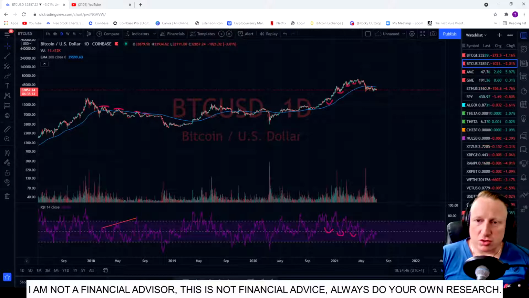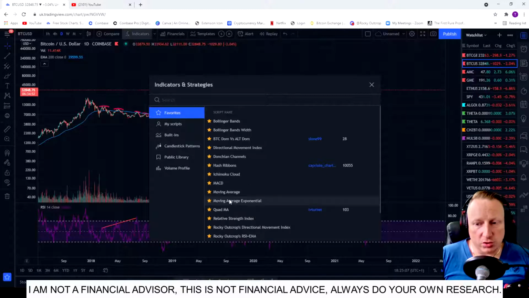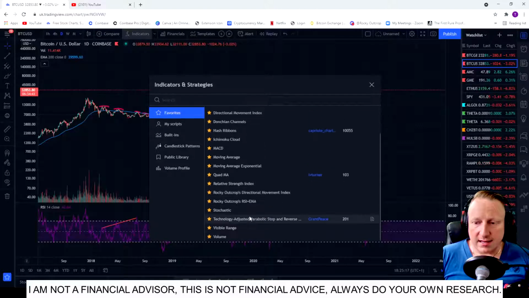So lots of tutorials to come out on different indicators, which I've brought out some of them already. I've done the Ichimoku cloud. I've done a bit of the hash ribbons. I've done the DMI. The Donchian channels I want to go over. I want to explain the difference between moving averages and exponential moving averages, why you would use different moving averages and when you would use them. The DMI is a very great indicator. Stochastics is something else that I haven't done one on.